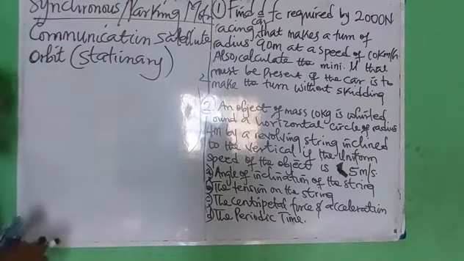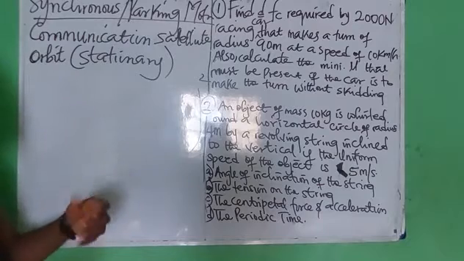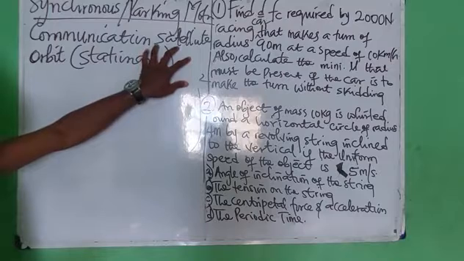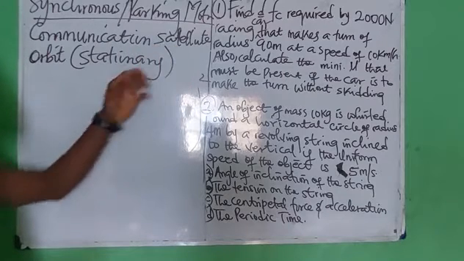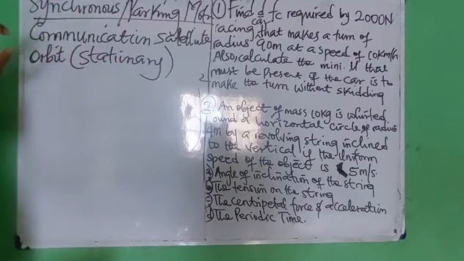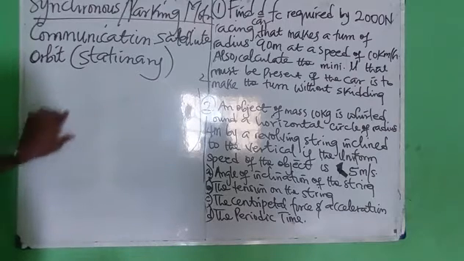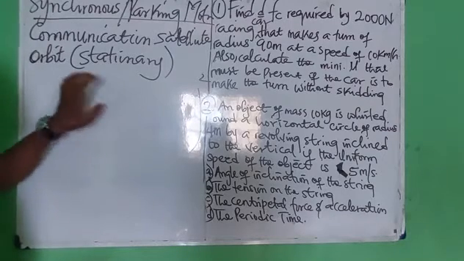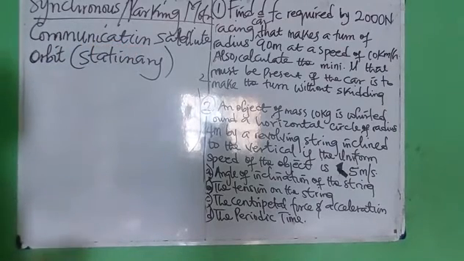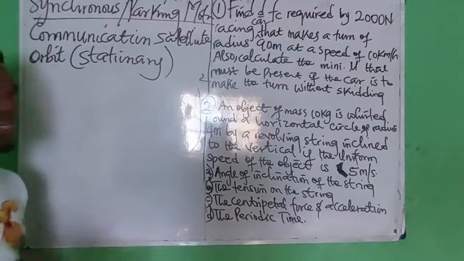How do I put it now? Synchronous parking is a process whereby a communication satellite is positioned circularly such that it will appear stationary, which means when this satellite is positioned on its orbit, it rotates circularly about a fixed point. That is why it's called stationary.